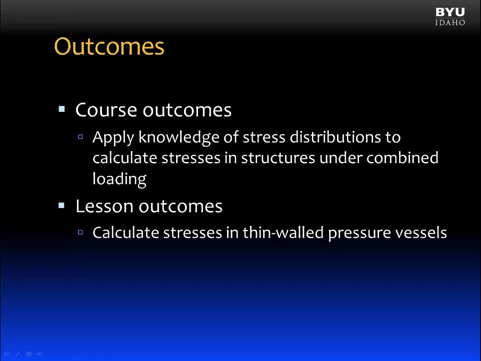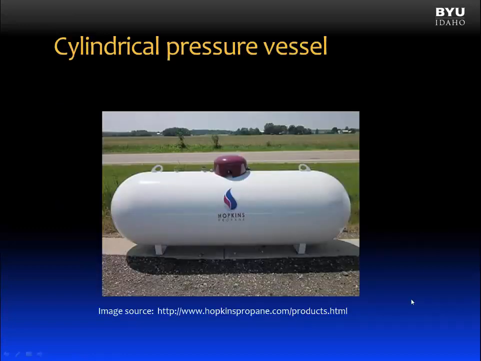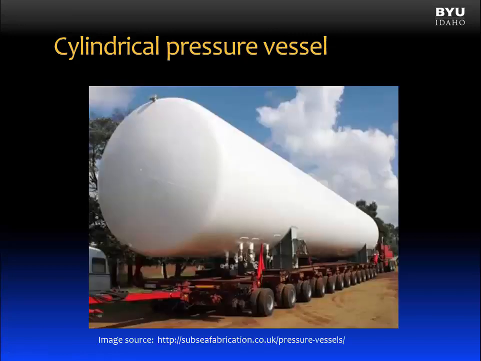So what's a thin-walled pressure vessel? Here is a commonly seen pressure vessel. It is a propane tank. It is a cylindrical vessel with two spherical end caps. Here's another example of a cylindrical pressure vessel, much larger than the previous example.